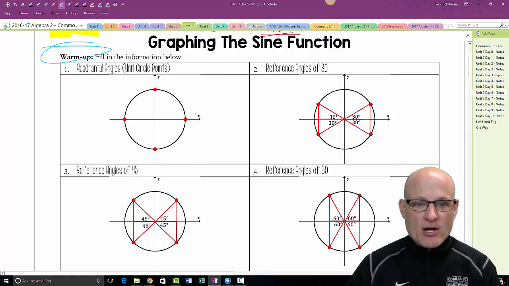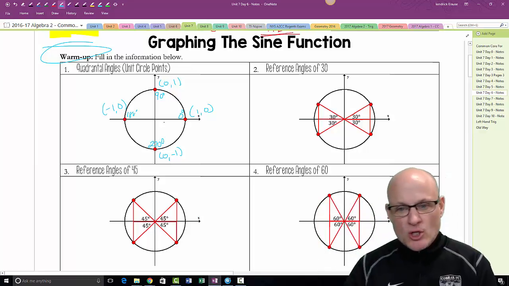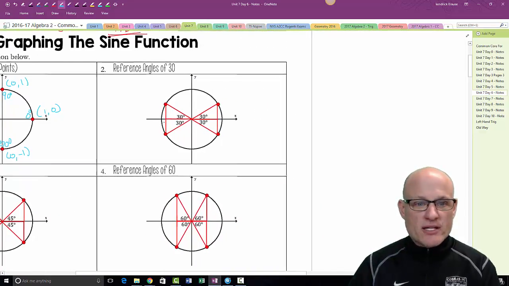All right, should be back now. Quadrantal angles: 1, 0; 0, 1; negative 1, 0; and 0, negative 1. You should know this is 0 degrees, this is 90 degrees, this is 180 degrees, this is 270 degrees. By now, this stuff ought to be ringing true all the time.